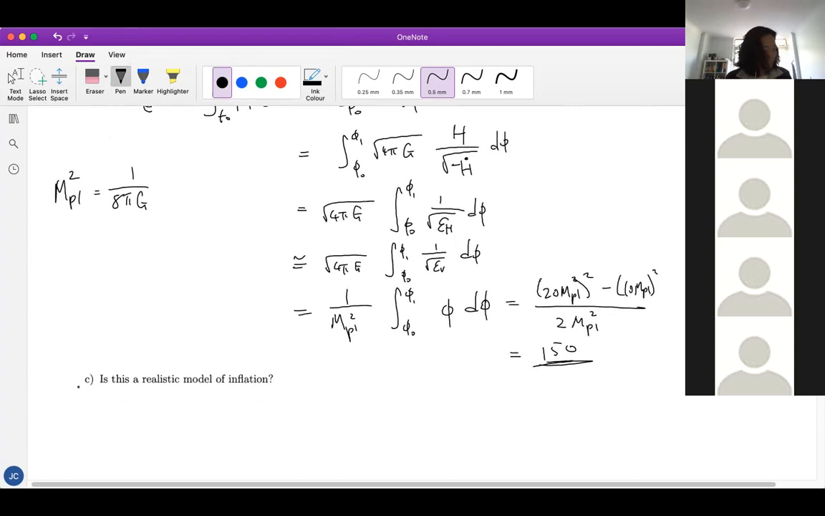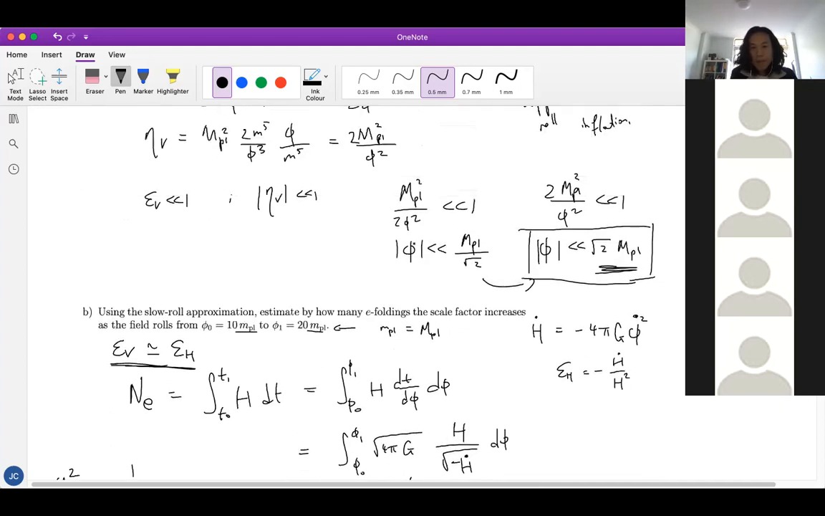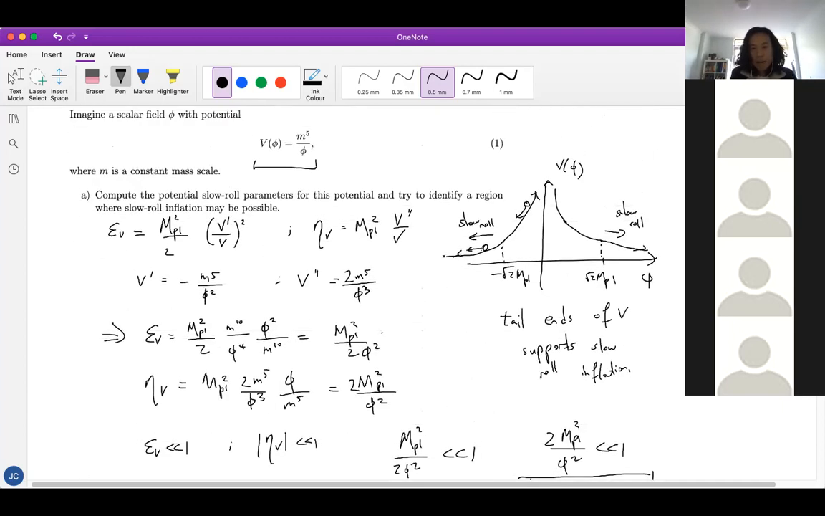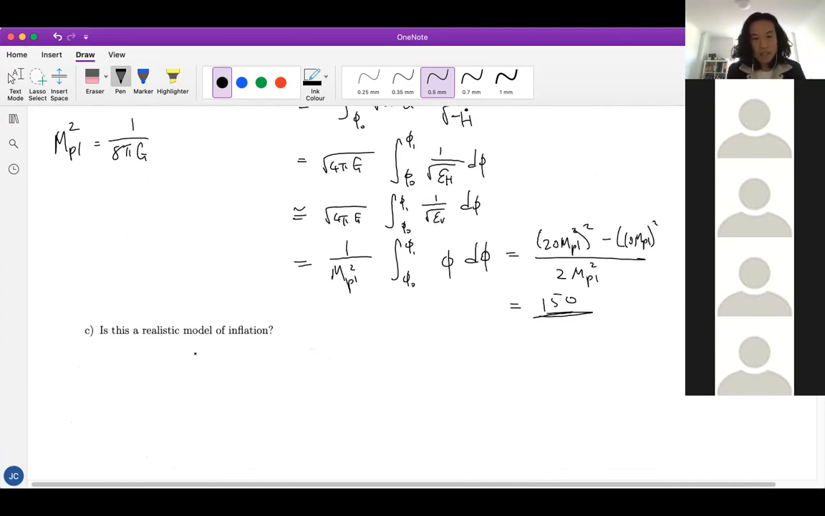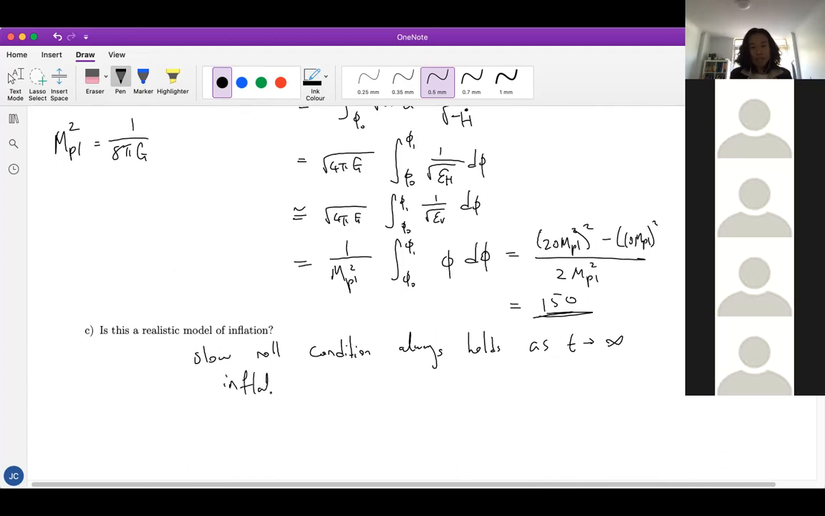Okay, so for part C, is this a realistic model of inflation? This might be a good indication, but you don't need to actually refer to it. The main problem with this model being not realistic is the hyperbolic functional form of it, because it just keeps going. As the field keeps rolling, the slow roll condition always holds, even as t goes to infinity. So as time goes on, the slow roll condition keeps holding, and your universe just keeps inflating. So inflation never actually ends.